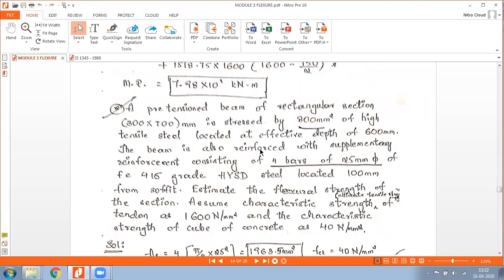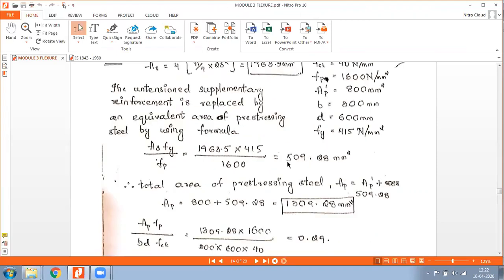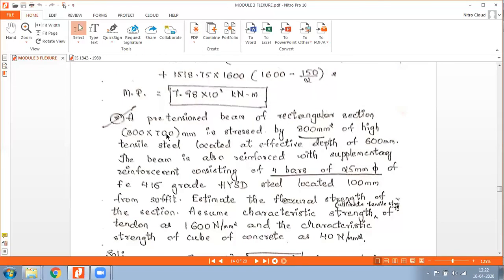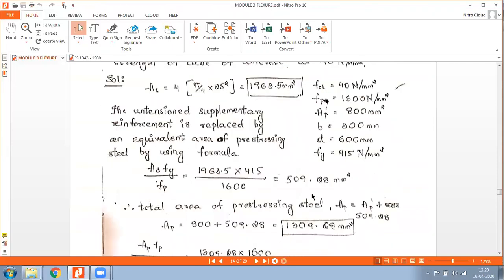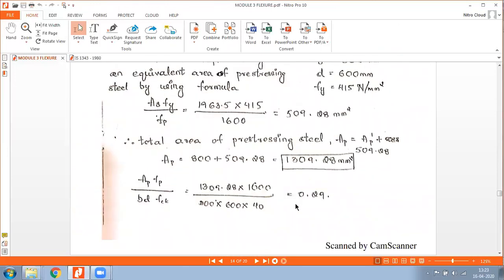It is a rectangular section. So we need to calculate Ap Fp divided by b into d into fck. Ap, that is this value 1309.28, Fp 1600 divided by 300 into 600 into 40. That is effective depth. We need to substitute here. Overall depth is 700. Here he has given the effective cover as 100 mm. 700 minus 100, effective depth will be 600 mm here. 600 into fck 40. Now the effective reinforcement ratio is 0.29.